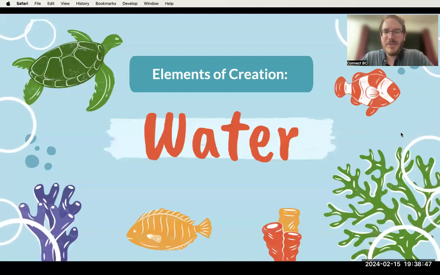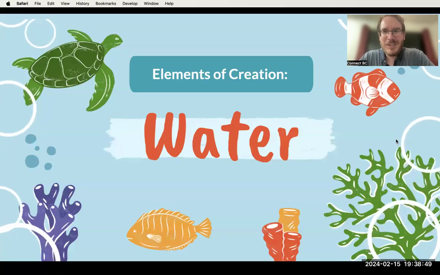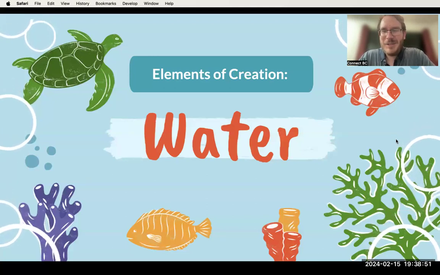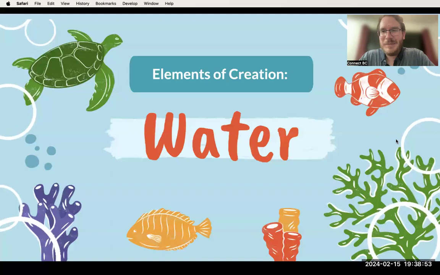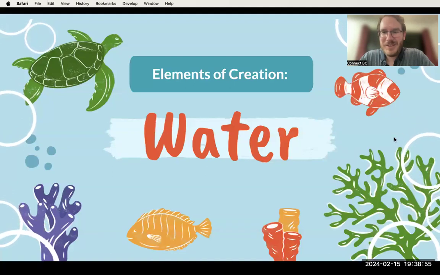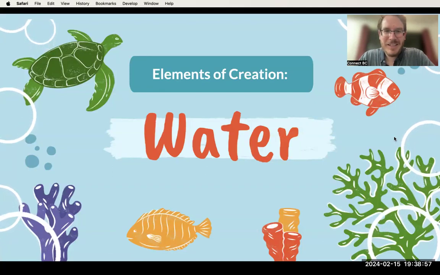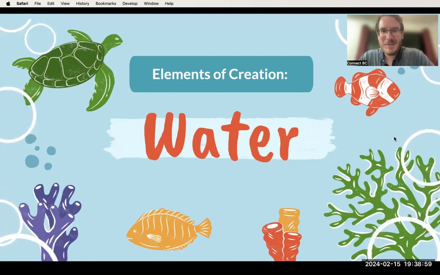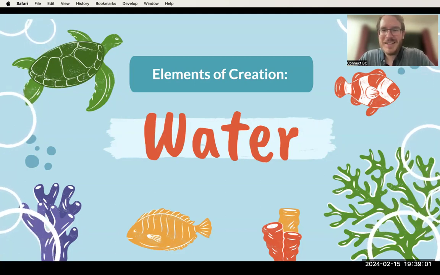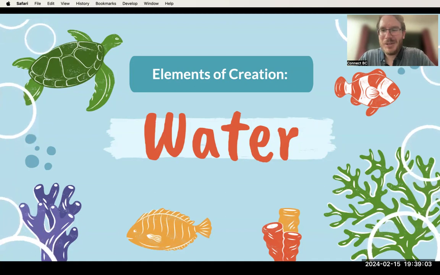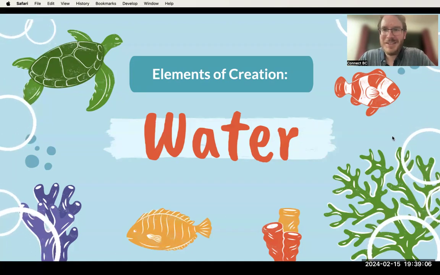And so first up, I figured we start with something really important. Water, can't live without it. And we'll have a look at the different ways that God uses water on Earth, and its particular importance to life. It's not an element scientifically per se, but it's an important constituent, a building block of the world that we live in. So let's dive in.